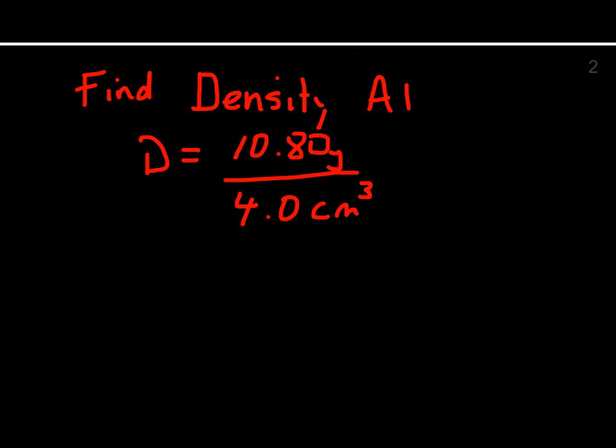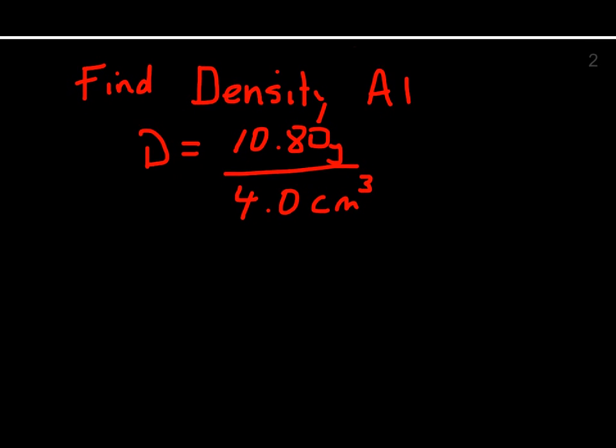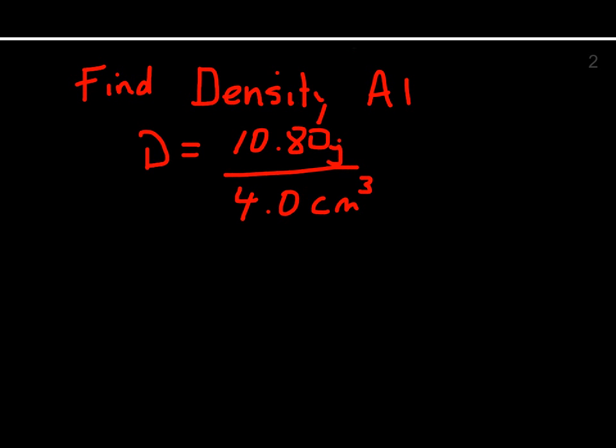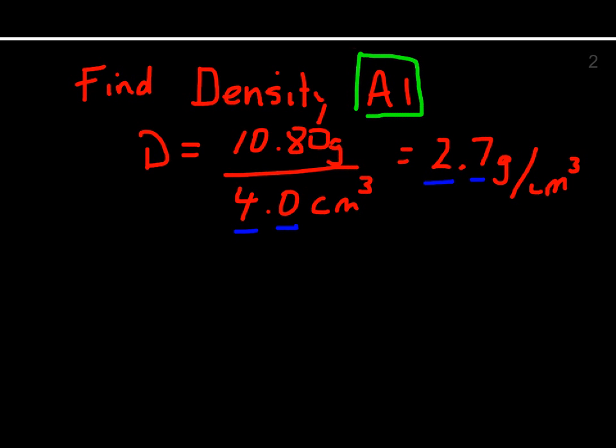Now, just like on your lab, I want to see all of your calculations, and I want to see all the units and everything else. So when I do this, I end up with 2.7 grams per cubic centimeter. I have 2 sig figs there. My answer better have 2 sig figs, and it does. Now, that 2.7 grams per cubic centimeter is for every bit of aluminum that there is. All aluminum has the same density.